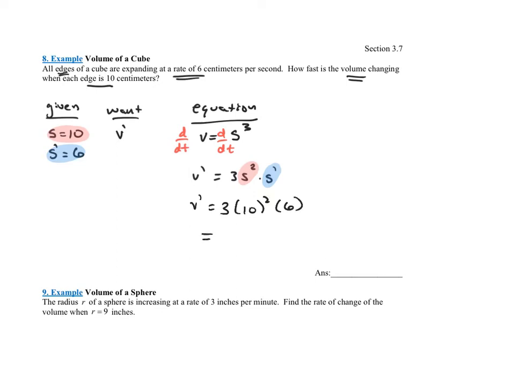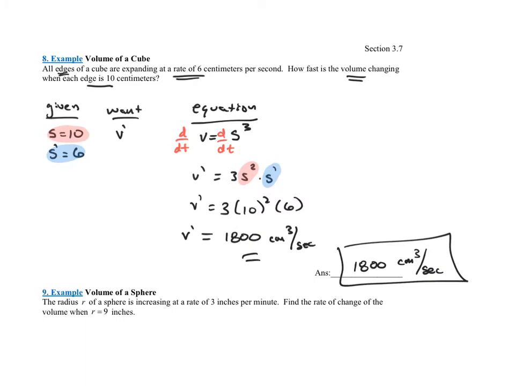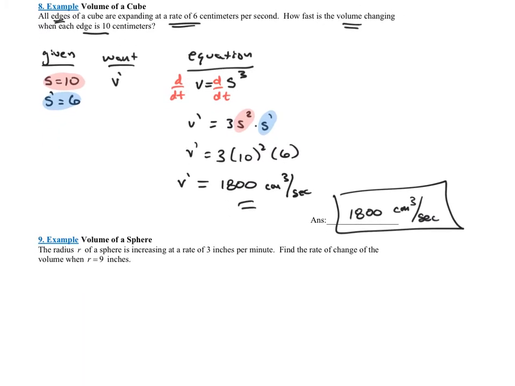Plug that into your calculator if you need, and I'm getting a total of 1,800. Now remember, this is volume, so this is going to be whatever the length is cubed. Volume is cubed, so that's going to be centimeters cubed per the rate of time, which is second. So the volume is changing, increasing at a rate of 1,800 centimeters cubed per second, or cubic centimeters per second. Let's go to the last example.